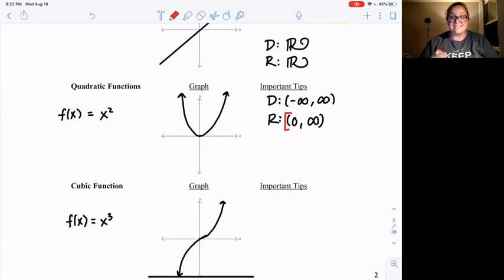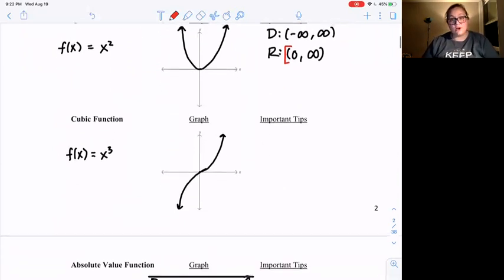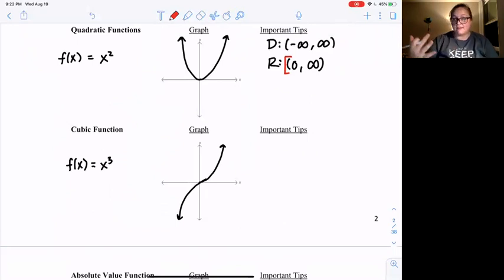Infinity is not an exact value. It's not a specific point on the graph. So you can never, ever, ever have a hard bracket around infinity. Now, moving right along, we have a cubic. So we're adding another power.